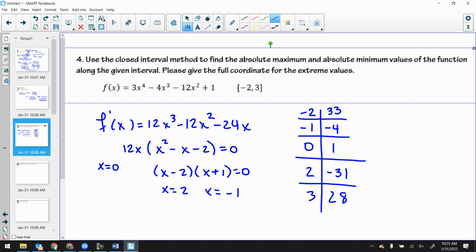All right, so absolute max is negative 2 comma 33. Absolute min, 2 comma negative 31. Questions about that?